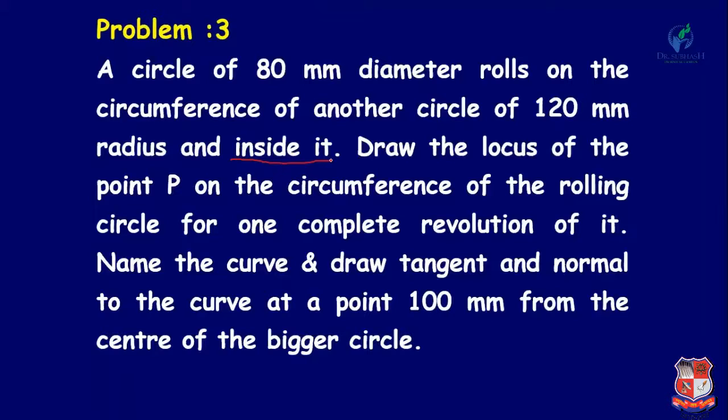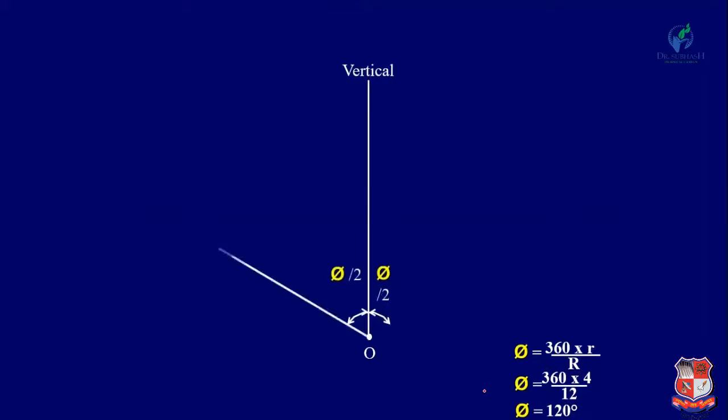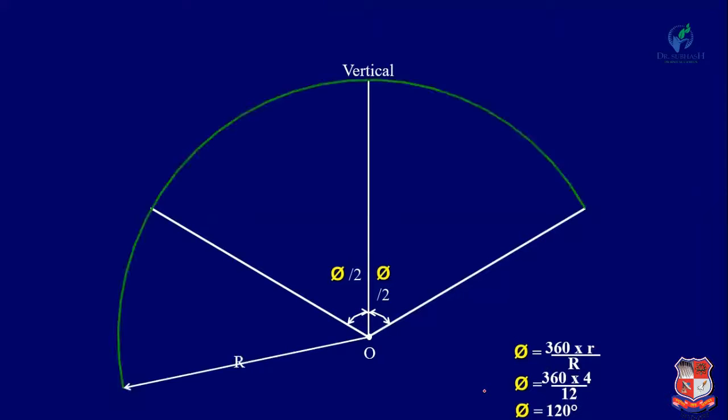First of all, we have to find out the included angle. As per the equation, phi is equal to 360 times small r upon capital R, so the included angle is equal to 120 degrees. Similarly, as in the previous example, draw a vertical line and 60 degrees on each side. The radius is equal to R, the directing circle radius.